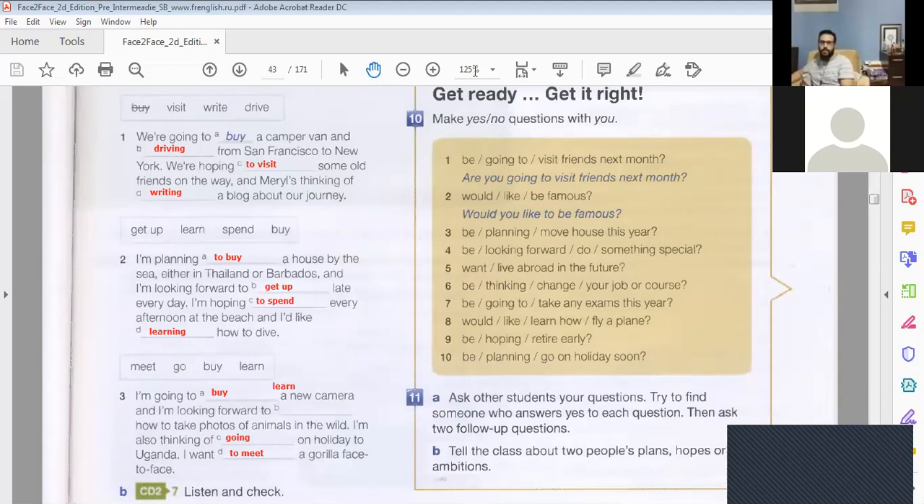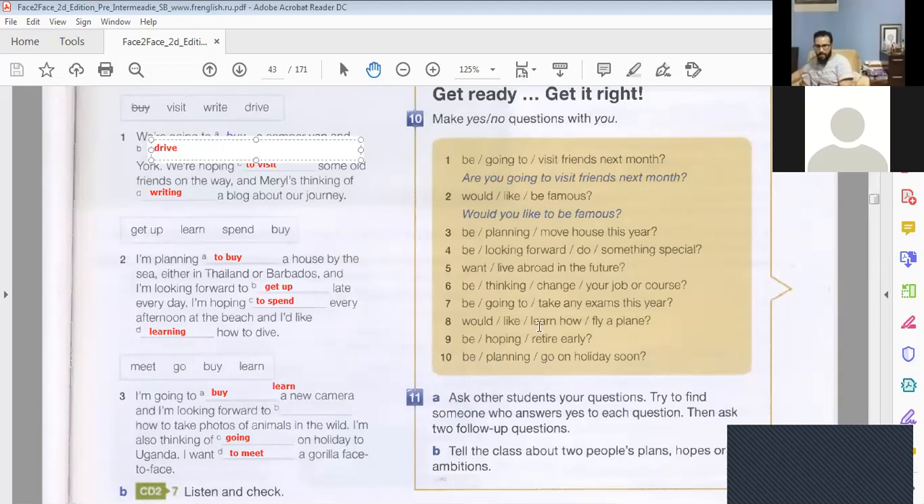Yes, I think driving is correct. Did you hear driving? Maybe to drive. Okay, listen again. 1. Ryan. We're going to buy a camper van and drive from San Francisco to New York. And drive. Yes. Only drive. Okay. So just to drive.